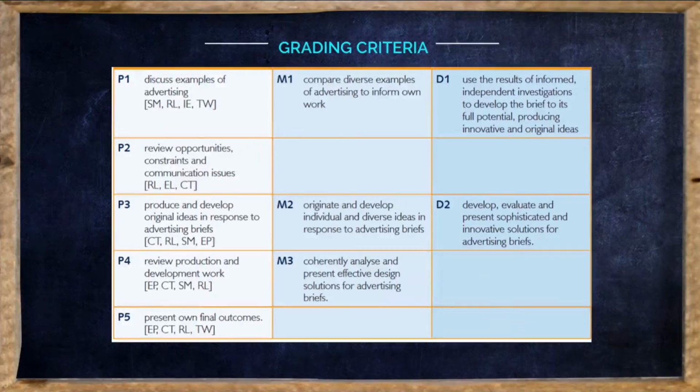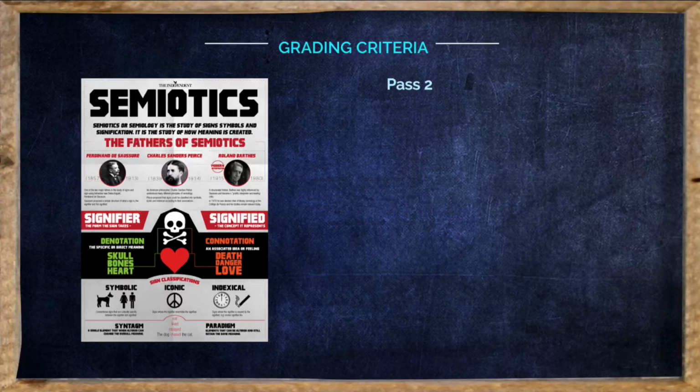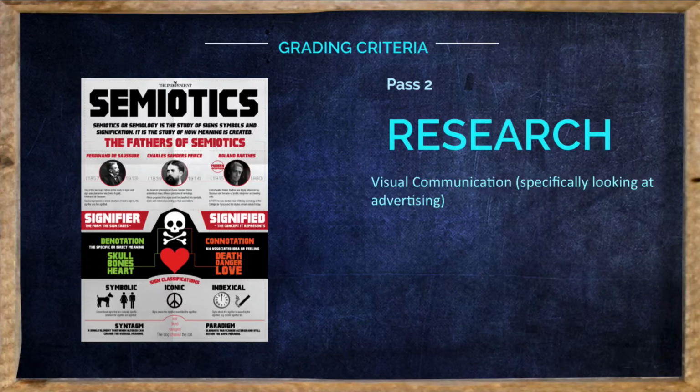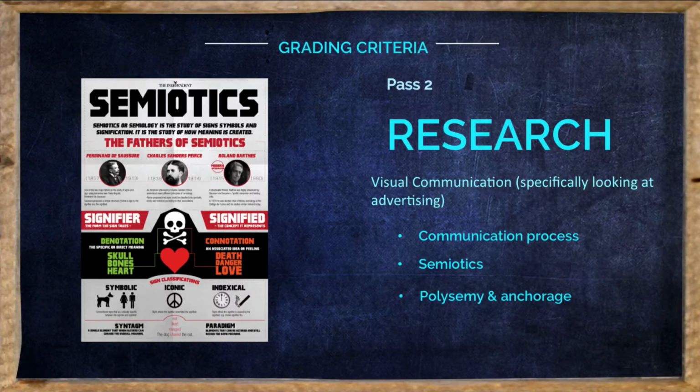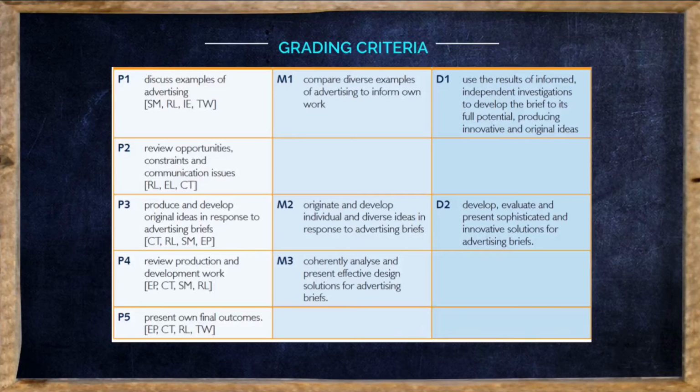So let's go back to the grading criteria. For Pass 2, review opportunities, constraints and communication issues. Basically that is research again, and it's your visual communication again. So specifically looking at advertising, but how are the messages being communicated? So communication as a process, semiotics, polysemy and anchorage, and denotation and connotation. Make sure that gets in your research.